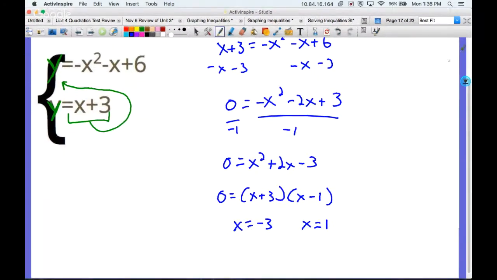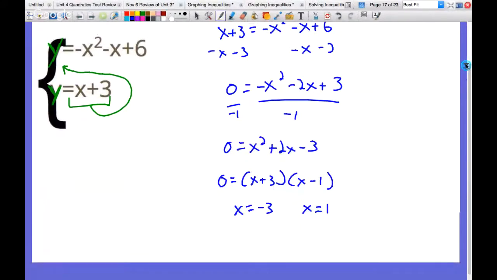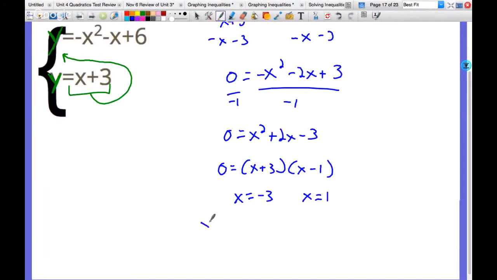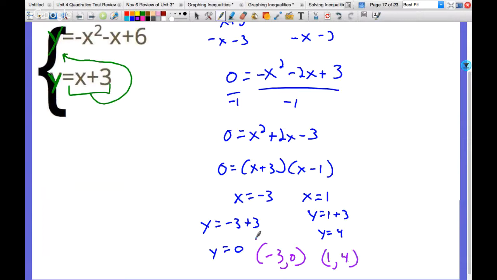Plug those back into our linear equation, and we'll get y equals -3 plus 3, y equals 0, which gives us the ordered pair -3, 0. It's one of our solutions. And we get y equals 1 plus 3, y equals 4. The ordered pair 1, 4 is another solution. Okay.